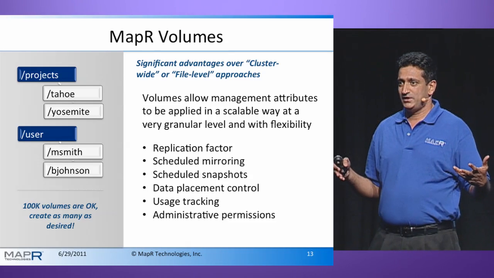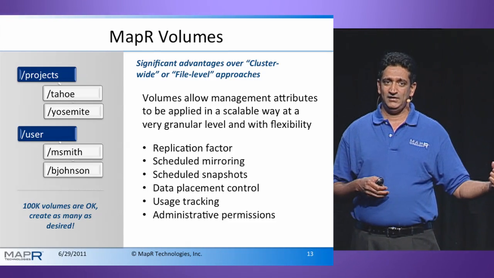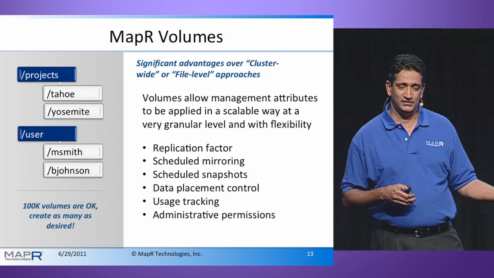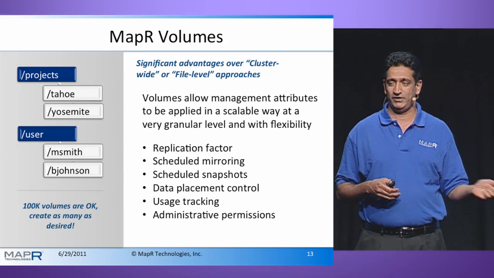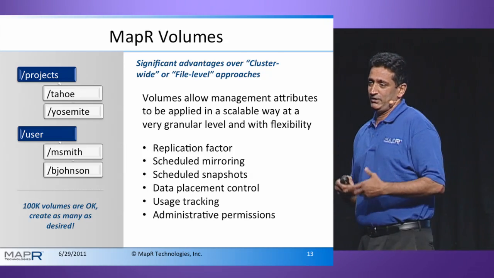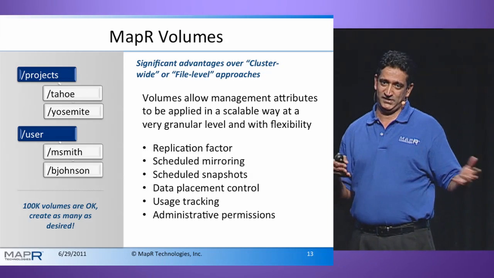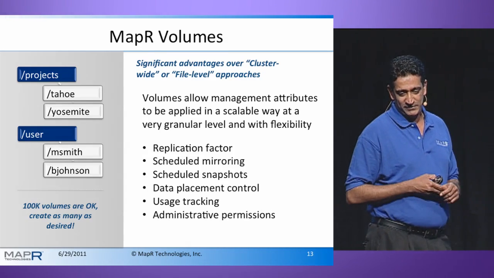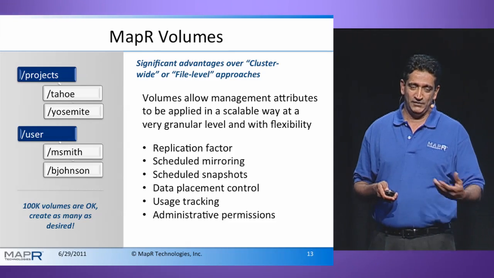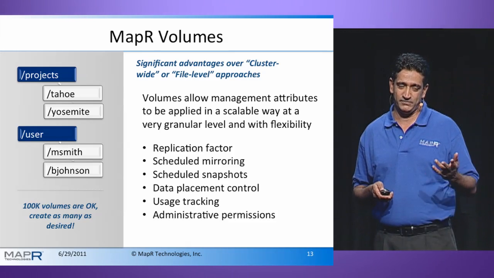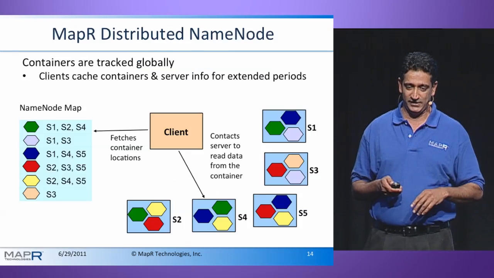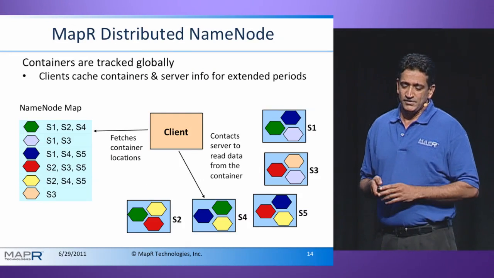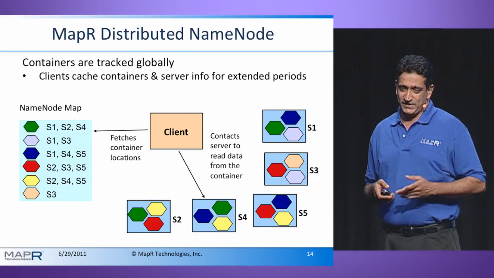Basically, when you have 1 trillion files, you cannot do policy on a file level like today, replication factor and so on. You cannot do policy on a directory, and you cannot set policy on the whole cluster because it's just too big. You need something intermediate, and so that's why we came up with volumes. And we let you create up to 100,000 volumes without a problem, so create as many as you like. So how does this whole system work?